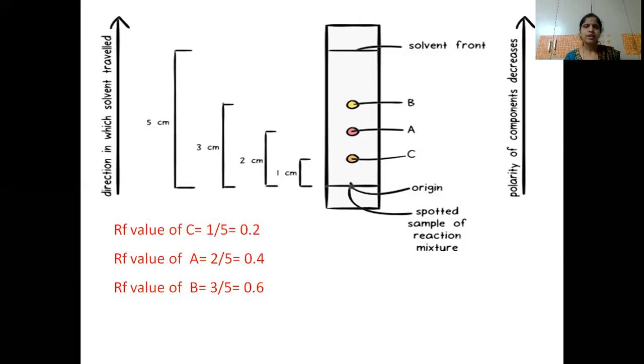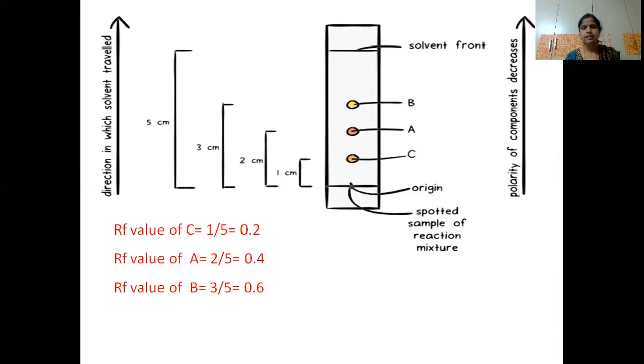Now this RF value cannot be unity. It should be less than unity. That means the RF value should always be less than 1. If it is 1, what is the meaning? That means the component and the solvent front have traveled the same distance. Suppose the distance traveled by C is also 5, then 5 by 5 will be equal to 1. If RF is 1, we cannot separate the components. So separation of the components is not possible if we get an RF equal to 1. So what we have to do is select another solvent.